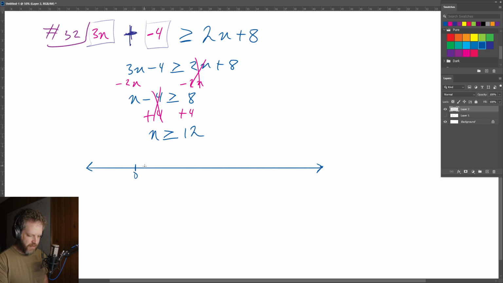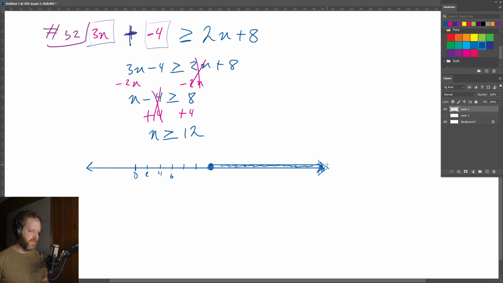0 and then 2, 4, 6, 8, 10, 12. A filled in circle and shaded this way. And there it is.